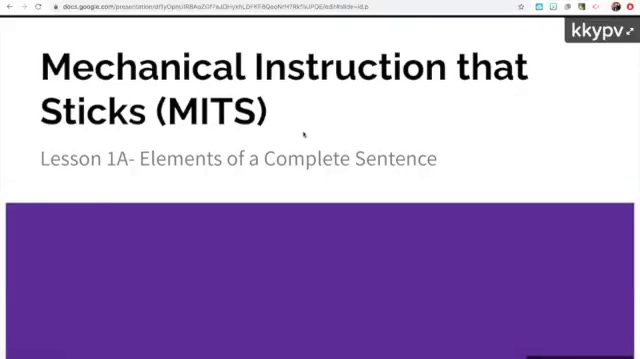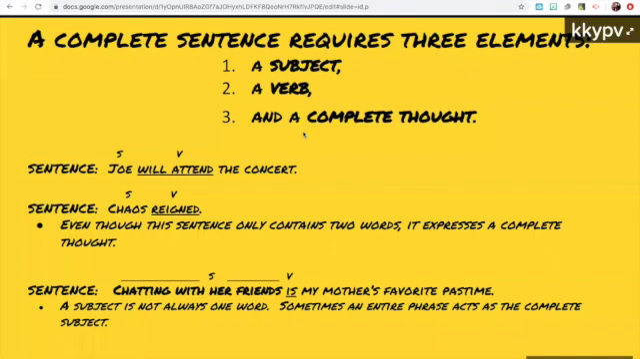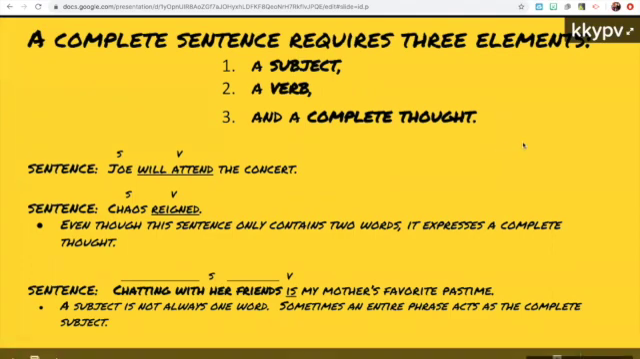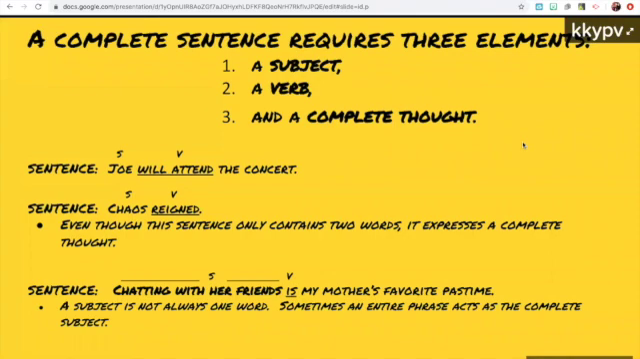Now, if you were with me last week, or if you paid attention to what we talked about last week, you already know the elements of a complete sentence. A complete sentence requires three things. It has to have a subject, it has to have a verb, and it has to have a complete thought. And I know all of you are going, oh yeah, we talked about that last week, because we did. Every complete sentence has to have a subject, a verb, and a complete thought.